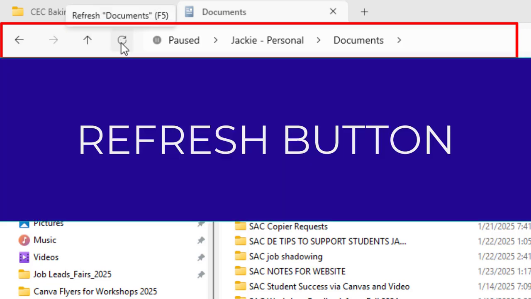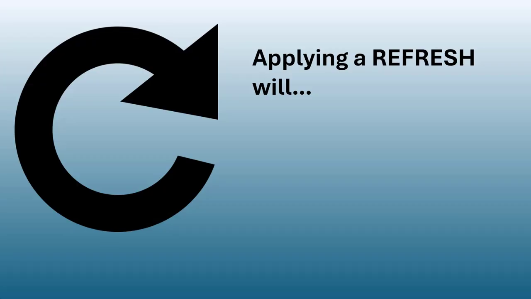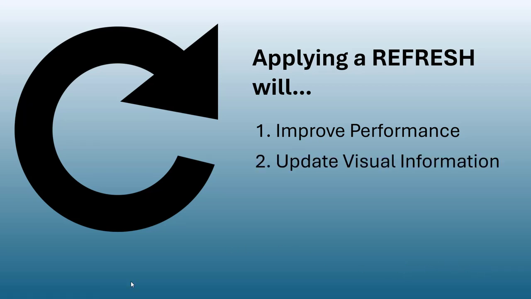The next feature is called the refresh button. Applying a refresh will improve the performance. Over time, your computer may slow down due to various factors like memory cache accumulation, background processes, or software bugs. So refreshing can help alleviate these issues, which will lead to a smoother experience. A refresh will also update visual information. When working with applications, refreshing will ensure that you see the most current data available, especially in web browsers, document editors, and File Explorer tools.